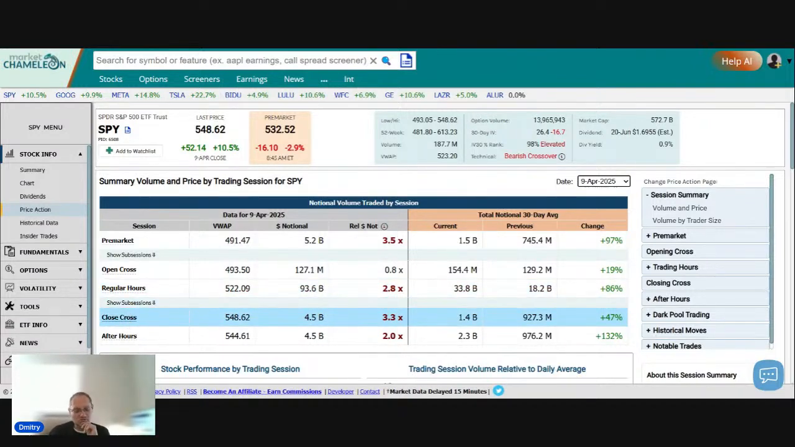And before we go into the analysis of yesterday's closing cross and what type of insight we could get from it, first, let's just explain what that is, the closing cross, how it's different from regular trading hours, and who might be trading on that particular closing cross auction.